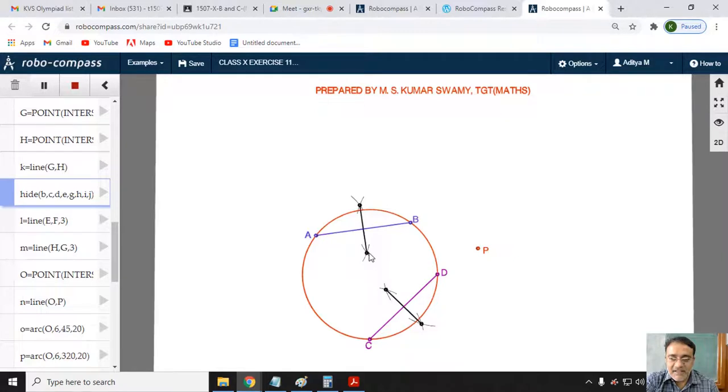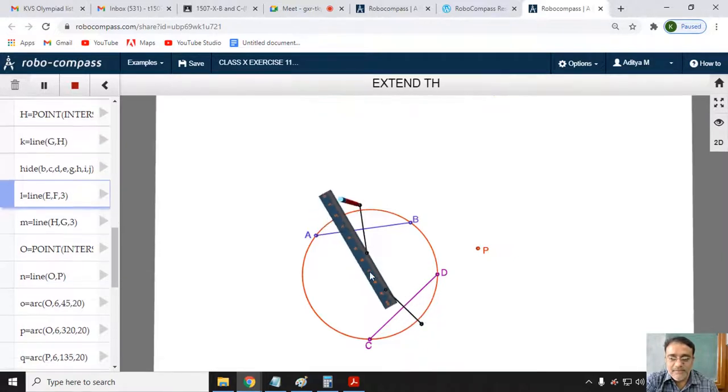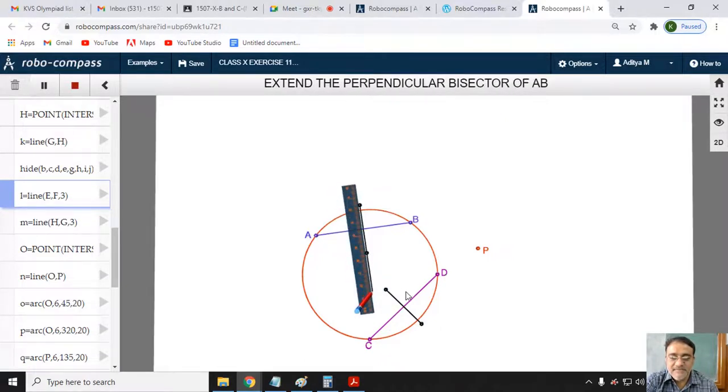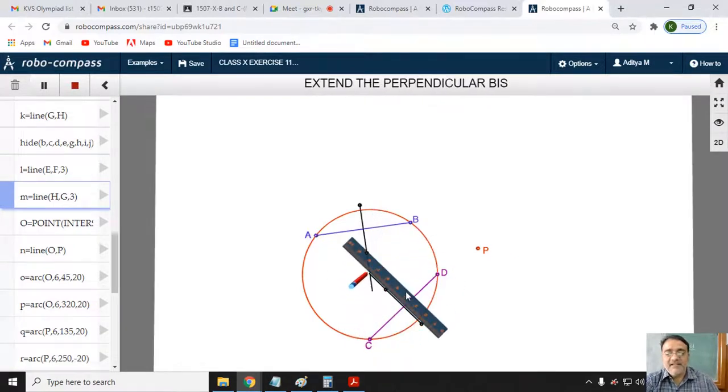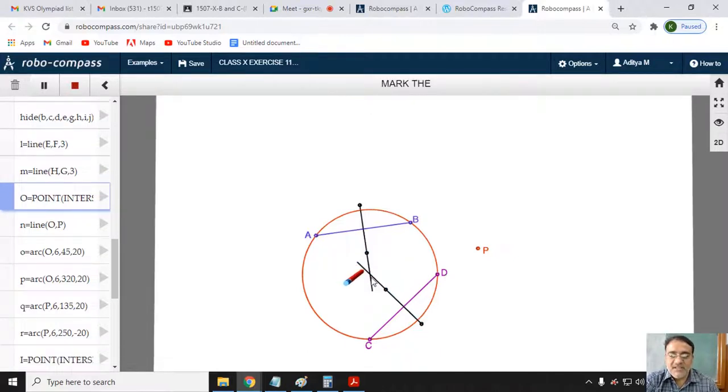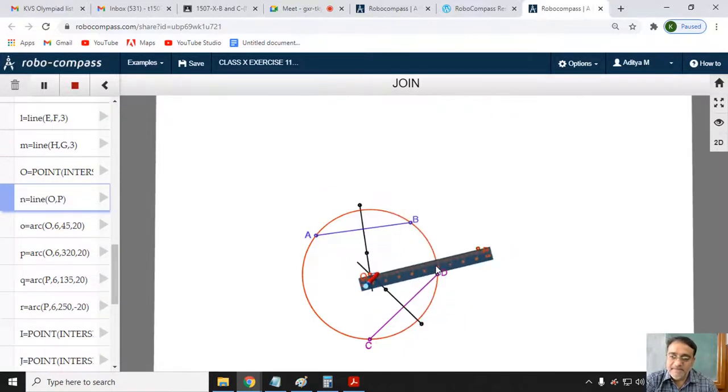If we extend this, both will intersect at point O. We are extending it a little bit, see. The intersection point is nothing but the center. So this is the center. Now that we have the center, the rest of the process is exactly the same. We will join OP and find the perpendicular bisector of OP.